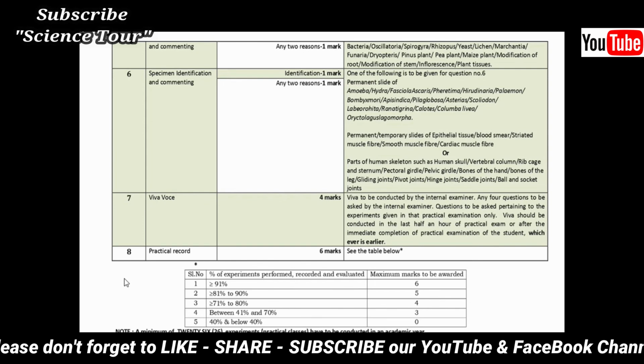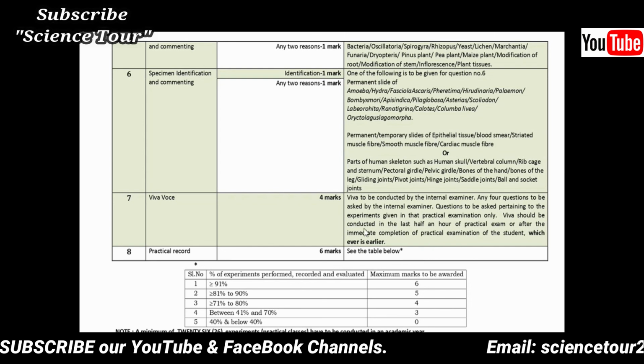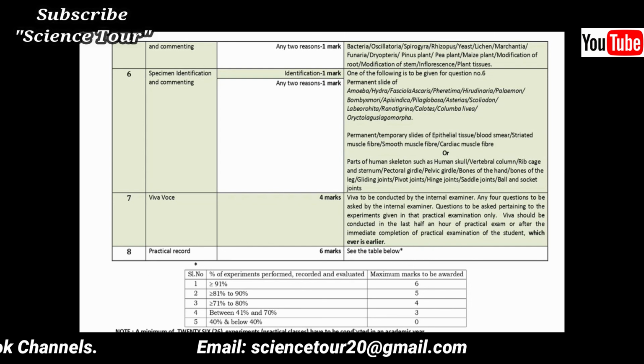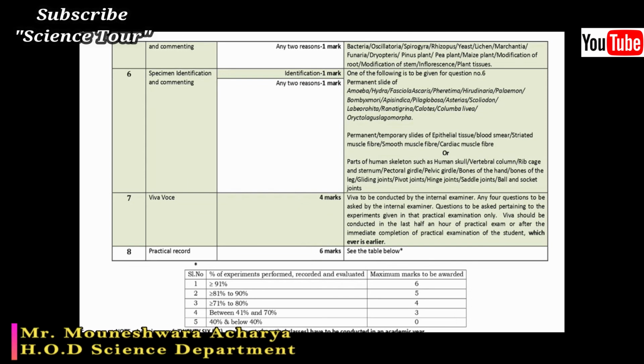Then the last question is all about the practical record. You have to maintain practical records neatly, that instruction will be given. Okay, this part is not required for you. You have to maintain a good record, full 6 marks you will be getting easily. So in the practical exam, it is very easy to score 30 on 30, provided you are punctual and doing your practicals regularly, properly, paying attention, and submitting your records on time. Okay.